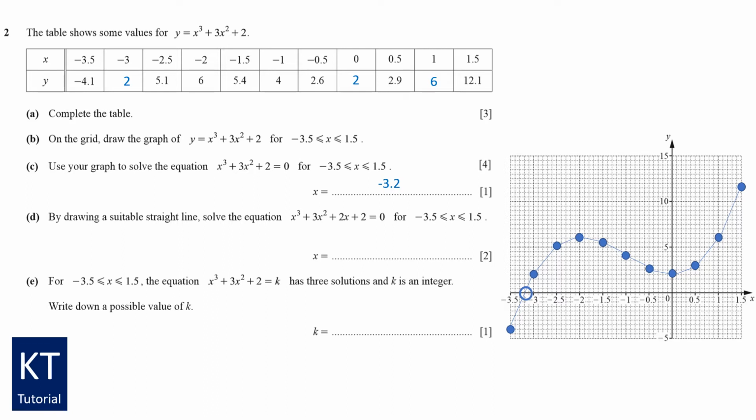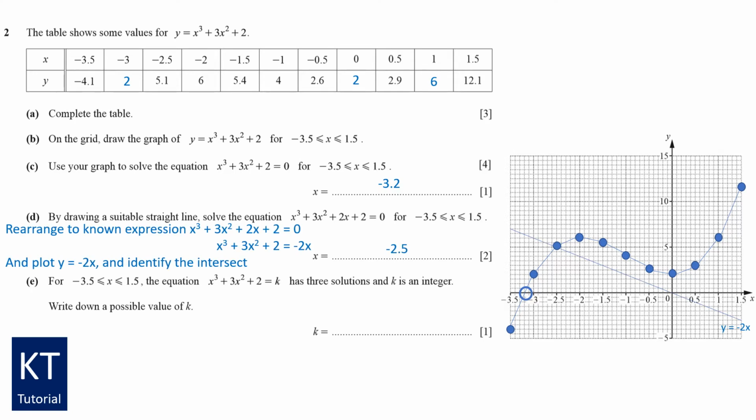Next question. By drawing a suitable straight line, solve the equation. For this question, we'll need to rearrange the equation with the expression on the left-hand side being the same as what's stated on question 2b, and all else as an expression on the right-hand side, this now being -2x. Therefore, the line that needs to be drawn is y equals -2x. Then, we identify the x value of the intersect to solve the equation.